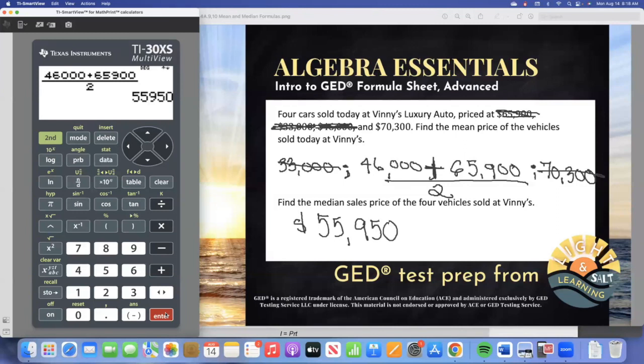It's 55,950. So do I want you to learn about mean, median, and mode? Certainly I do. Very helpful, especially on the science test where you don't get this formula sheet. But if you're taking your math test, you forget, you mix it up, you just want to be sure, hit up that formula sheet, okay? It's got some instructions for you.